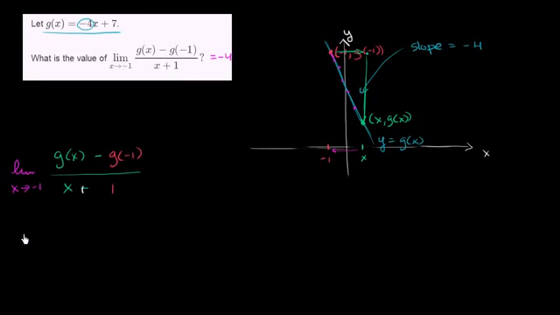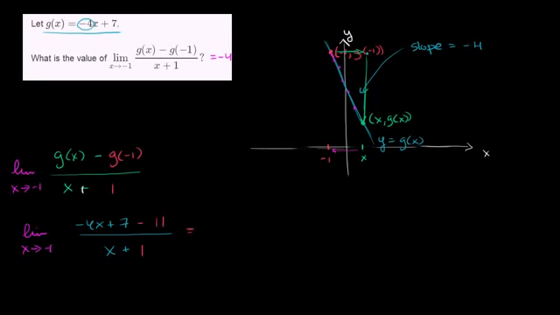So let's actually just take the limit as x approaches negative 1 of g of x. Well, they already told us what g of x is. It is negative 4x plus 7 minus g of negative 1. So that's minus, what is g of negative 1? Negative 1 times negative 4 is positive 4. Positive 4 plus 7 is 11. All of that over x plus 1. And that's really x minus negative 1 if you want to think of it that way. But I'll just write x plus 1 here.